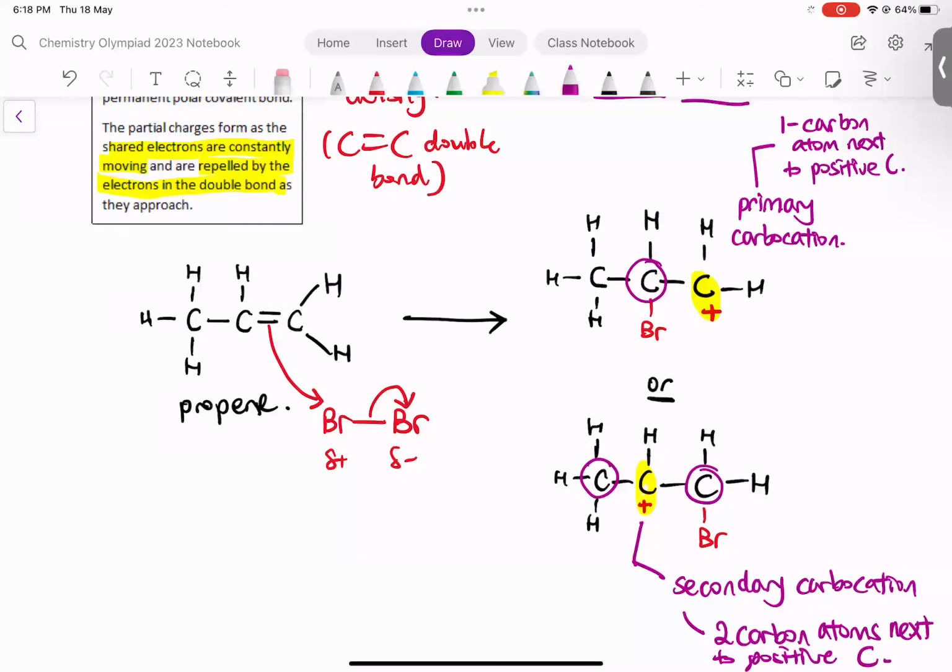All right. Now there is an impact, because where the positive charge is may end up forming different products. Now in this case, it won't form a different product because it's bromine. But now we are going to move on to the third addition reaction, where you will start to see that there will be a difference. Okay, so I hope you understand the concept of a primary versus a secondary carbocation.